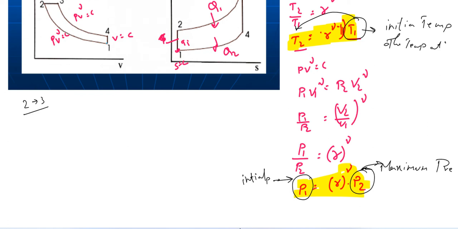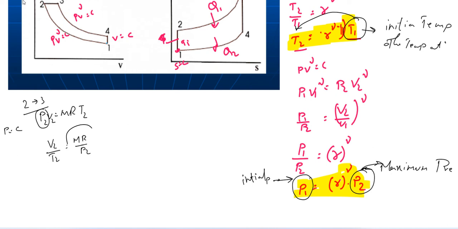In process 2 to 3, P equals constant. It means pressure equals constant. Then PV equals MRT. Now we discuss P2, V2, MR, T2. Okay. Pressure equals constant, right? Pressure is constant at T2. Then V2 by T2 equals MR by P2.